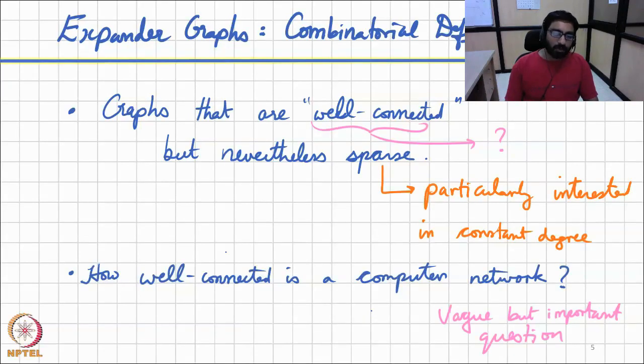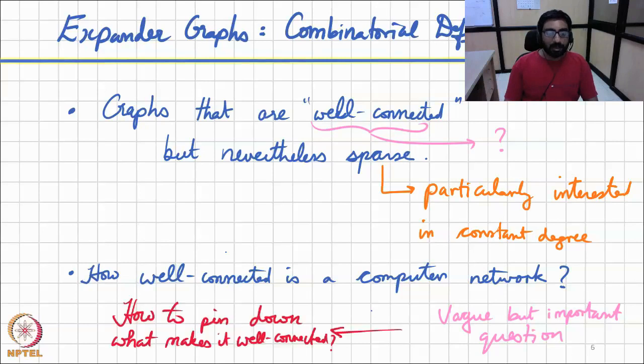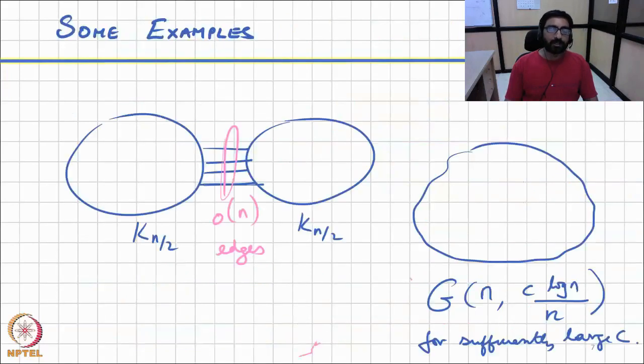At this point, our understanding of well-connectedness is somewhat vague. One could try to understand this notion from the point of view of computer networks. So what is this notion of well-connectedness? How do we pin down the definition of well-connectedness?